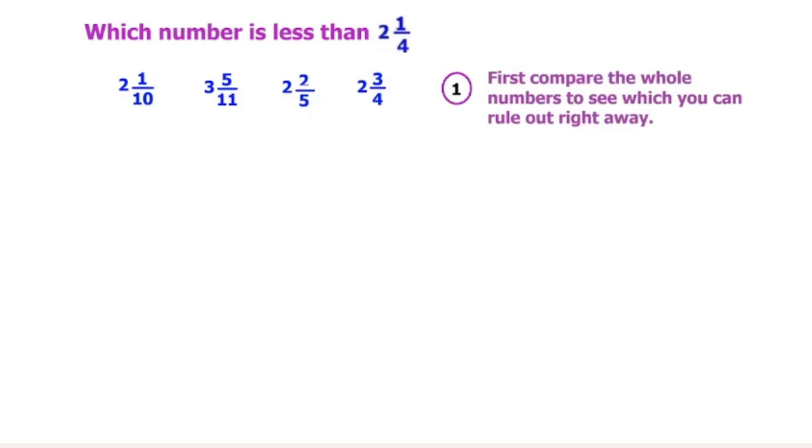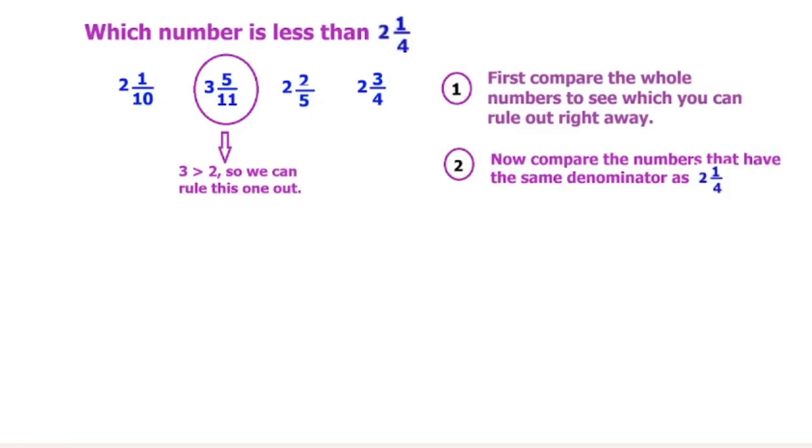So the first thing to do is compare the whole numbers to see which you can rule out right away. If we take a look at the list here, we can see that this is the biggest number. 3 is greater than 2. So we can rule this one out right away.